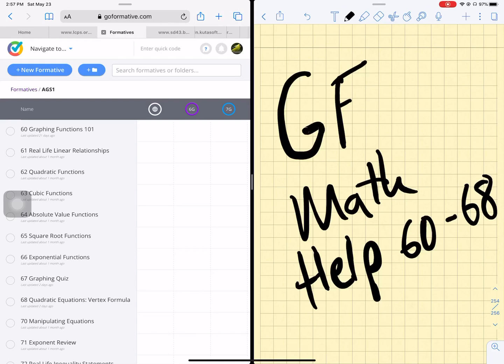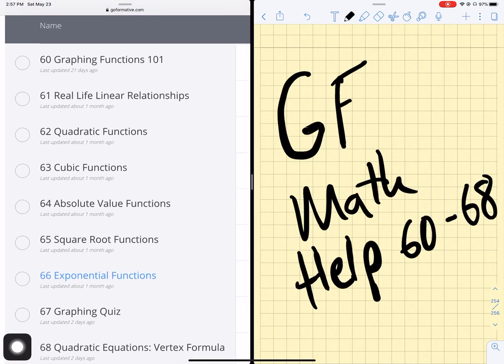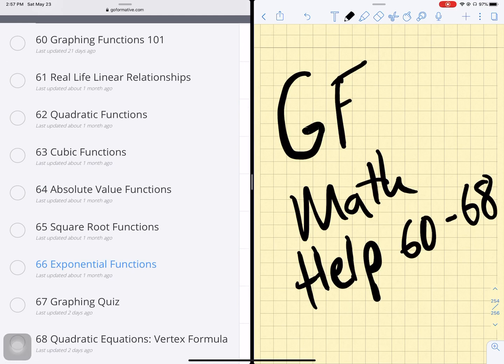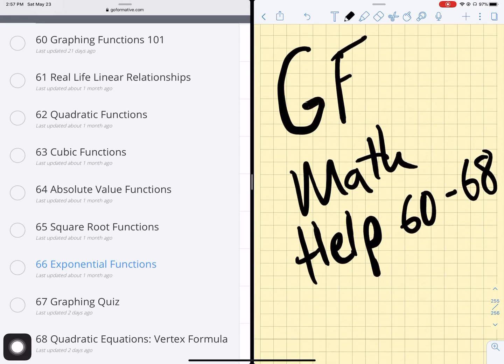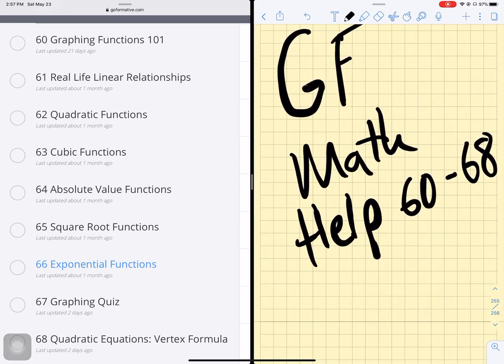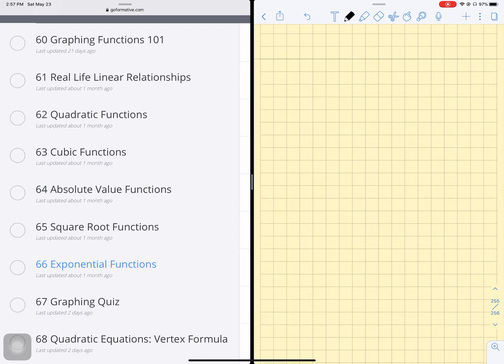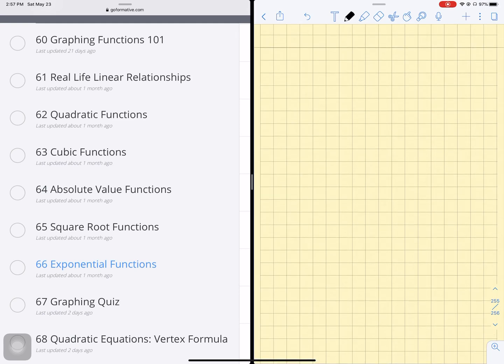Hello, everybody. These next lessons are 60 through 68, and they're all about graphing and your ability to plug in x values into functions, whether they are quadratic, linear, a cubic function, absolute value function, square root function, exponential. So keep that in mind as you're doing these. You're just plugging in numbers, solving, and then plotting them on a graph. It doesn't have to be harder than that. So let's get started.